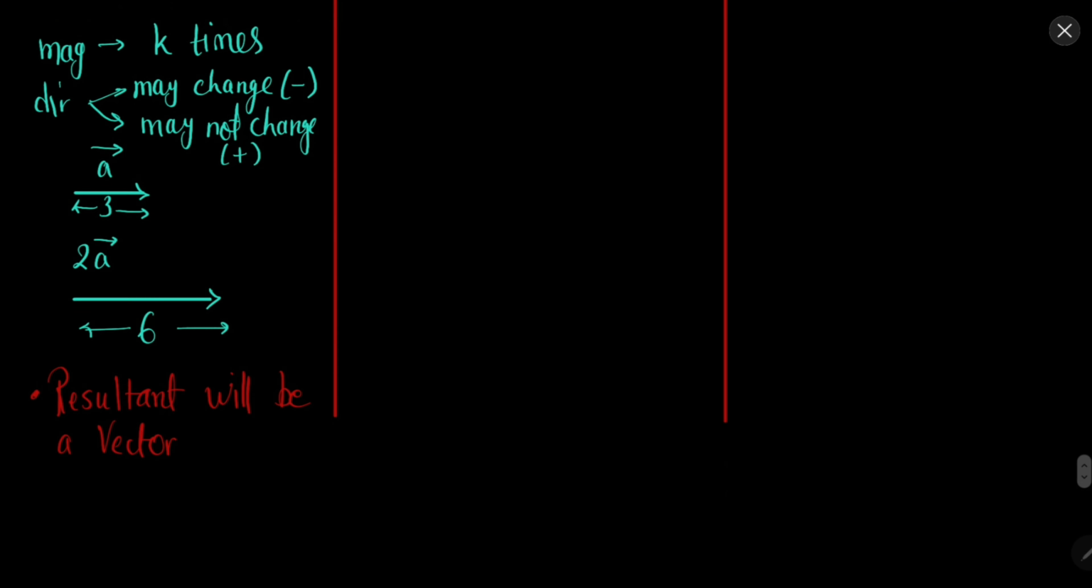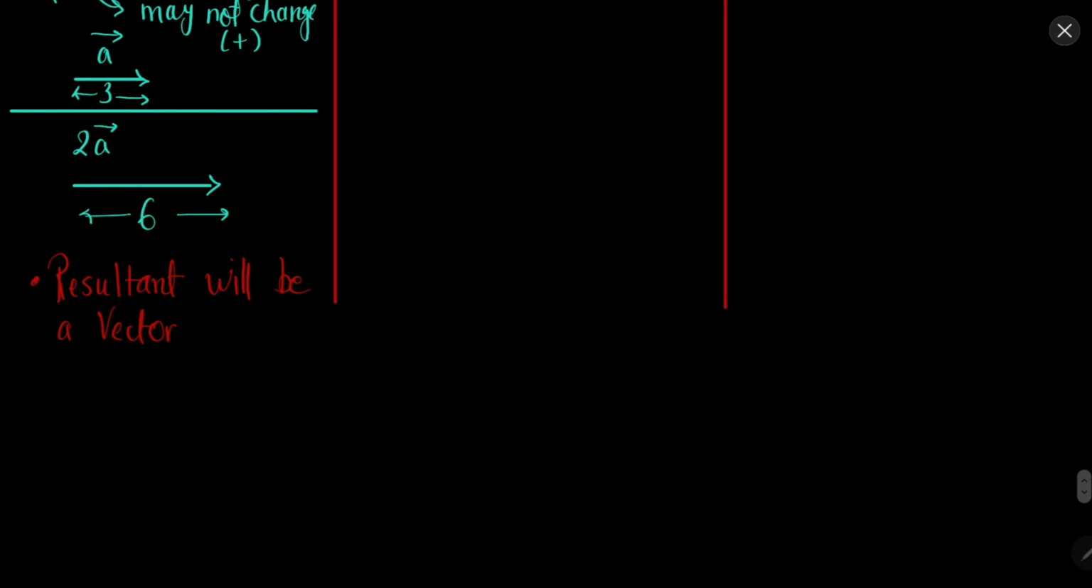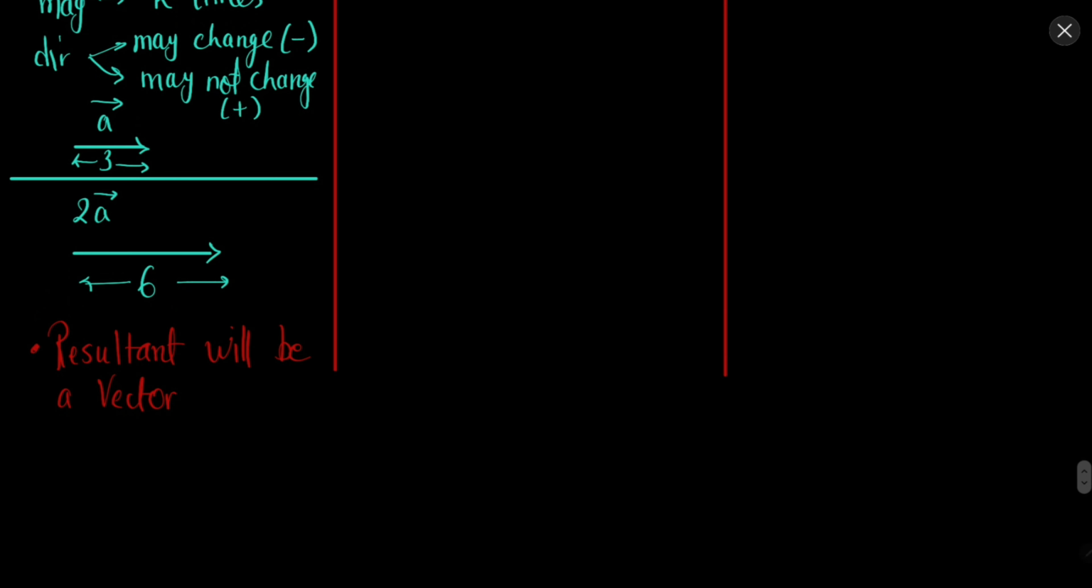So let's say we take this example. We have this vector a. Now let's say we multiply this vector with a number called 2. Here the direction will not change because the sign is positive, so it will stay in its original direction, but the magnitude will become twice. So let's say the magnitude of the vector was 3, now it will become 6. So the resultant will be a vector, obviously, because the direction is there and also the magnitude is there.